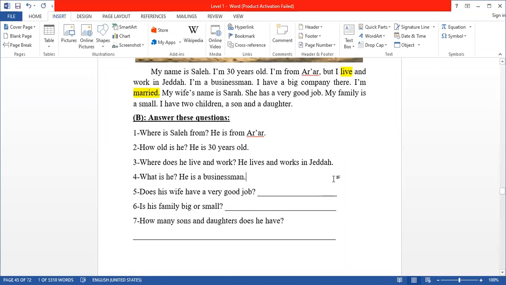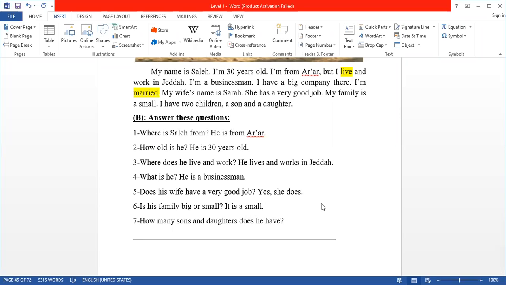Oh, sorry, before this question: does his wife have a very good job? Yes, the question starts with does, so I'm going to say yes, she does. Is his family big or small? It is small. It is a small family.